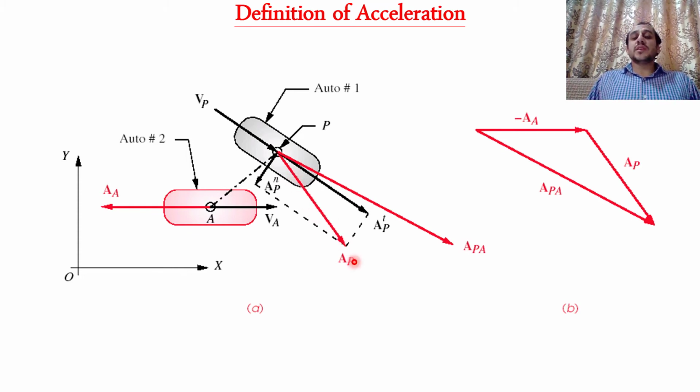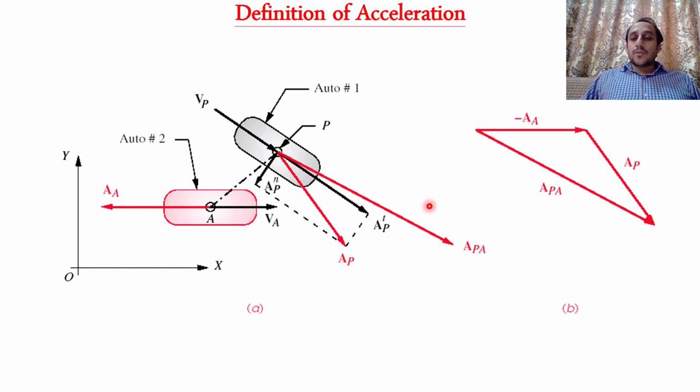So now we are interested in the difference in the acceleration of two bodies. So we are assuming that the acceleration of body P is greater as compared to the acceleration of body A. So what will happen? We have to use the same equation, which is APA is equal to AP minus AA. The same equation which we used in the last slide.